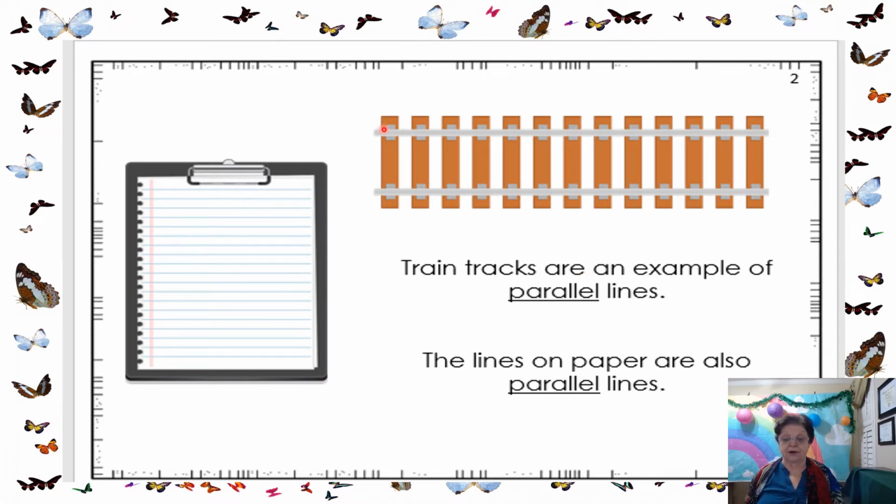Train tracks have parallel lines. They're an example. These wooden bases have parallel lines, and the tracks have parallel lines. These two will never meet. Yes, they make a perpendicular line when the track and the rail meet, but the rails never meet, and the wooden bases never meet. They are parallel. There are parallel lines on this paper. Any paper you see that's lined paper will have parallel lines.